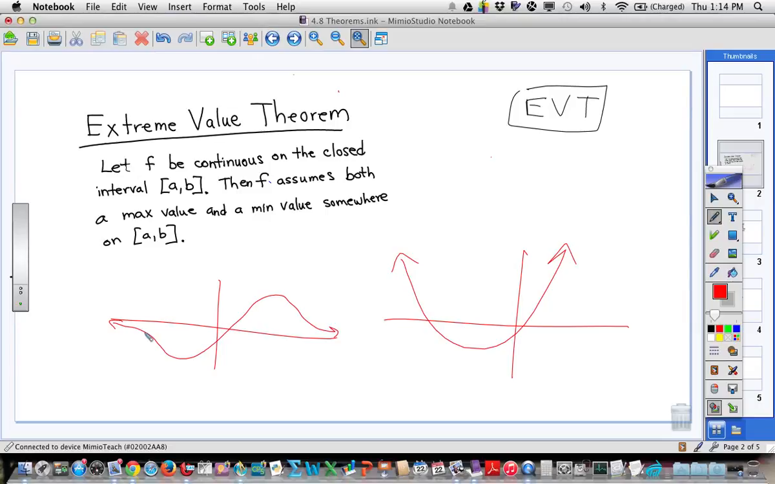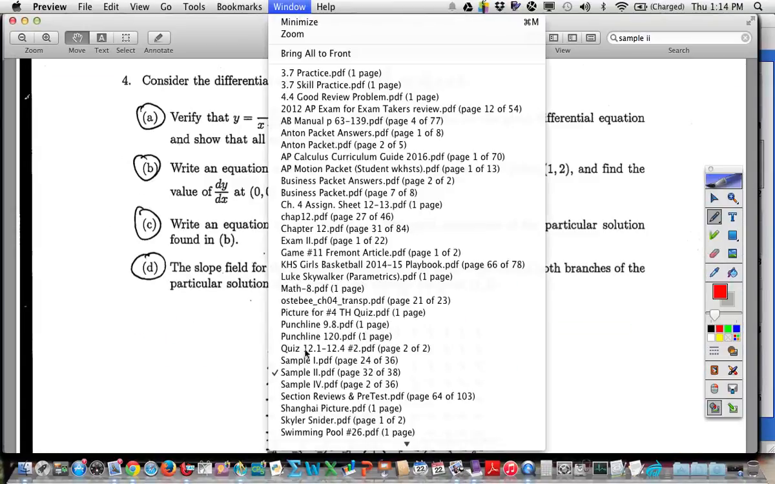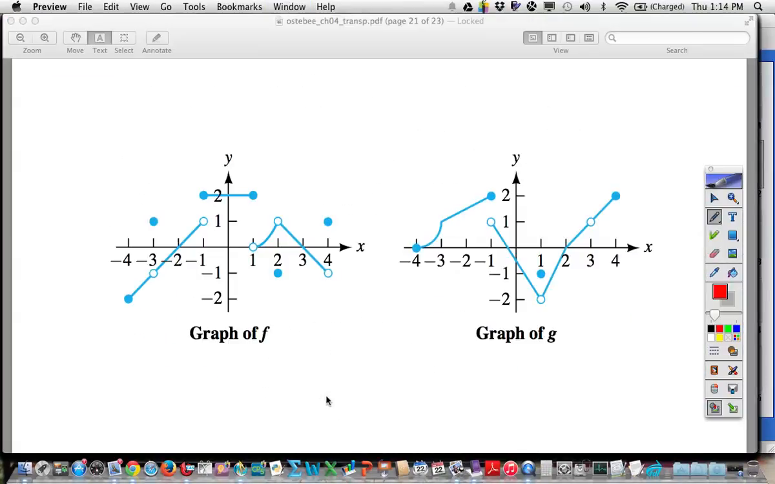Now, in your homework, you're going to deal with this picture right here. Here's a couple of functions. Now, what do you notice about these two functions? They're not continuous. So the extreme value theorem does not have to say anything about these, but you're going to get some questions where it's going to say, does the conclusion hold? Well, what's the conclusion of the extreme value theorem? That there's a max and a min.